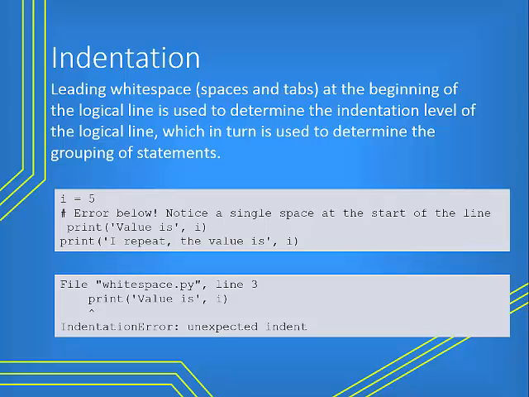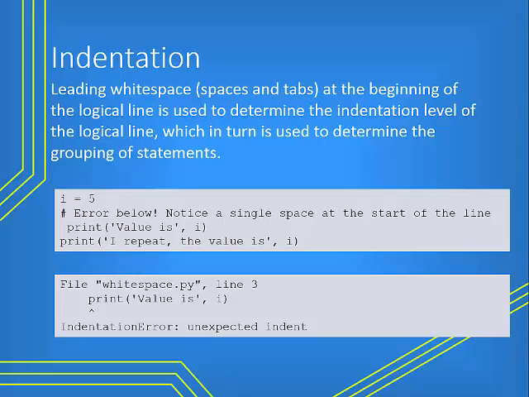White space is important in Python. Actually, white space at the beginning of the line is really important. This is called indentation. Leading white space, or spaces and tabs, at the beginning of the logical line is used to determine the indentation level of the logical line, which in turn is used to determine the grouping of statements. This means that statements which go together must have the same indentation. Each such set of statements is called a block. We will see examples of how blocks are important later.